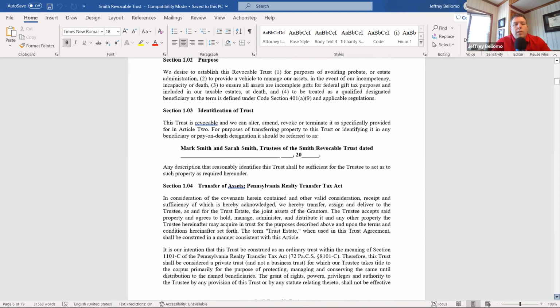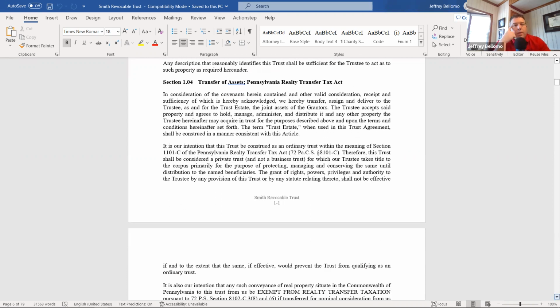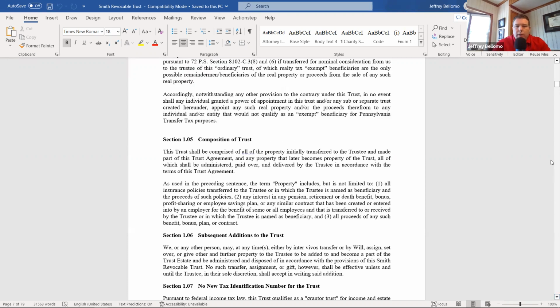The identification of the trust is Mark and Sarah Smith, trustees of the Smith Revocable Trust, and we can transfer property into this trust. Now, the truth is, for 99.9% of people, your real estate is going to be in the Irrevocable Asset Protection Trust. No reason not to. Easiest asset to protect. We would have to have had a special conversation to not put it into the Asset Protection Trust. I left it here in case someone does decide to do that, but the truth is you probably won't be using this trust for the real estate, so it really doesn't matter.